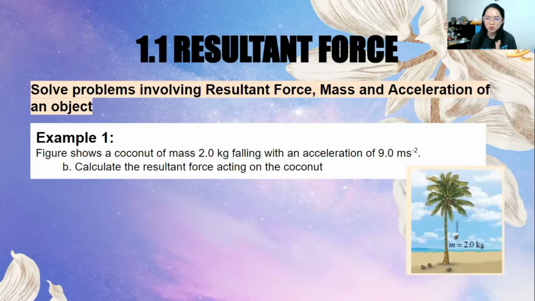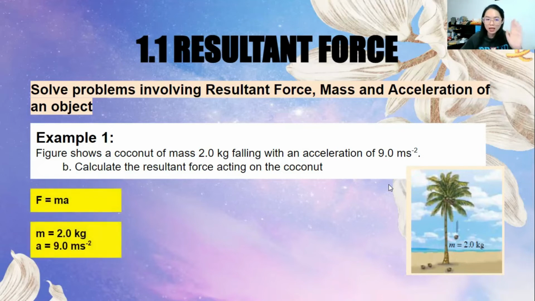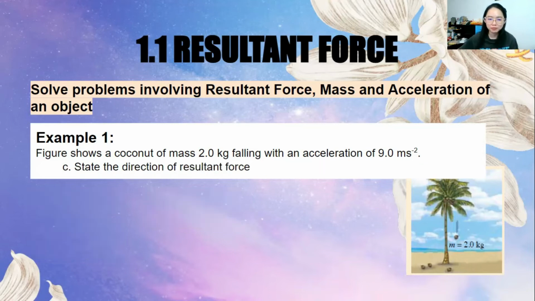Like I said, by using F = ma, you are able to find the resultant force. How? Here I have mass equal to 2 kg, and my acceleration is 9 meters per second squared. So from the question, I use F = ma, substitute inside, and I get 18 Newton. So how to find the resultant force is just F = ma. That's all.